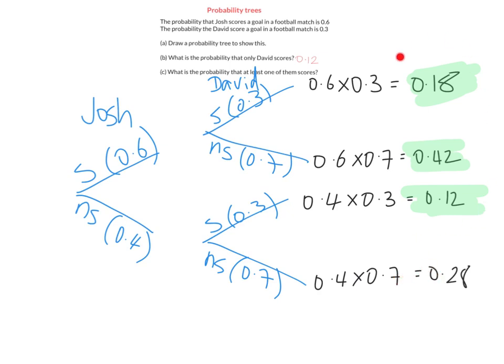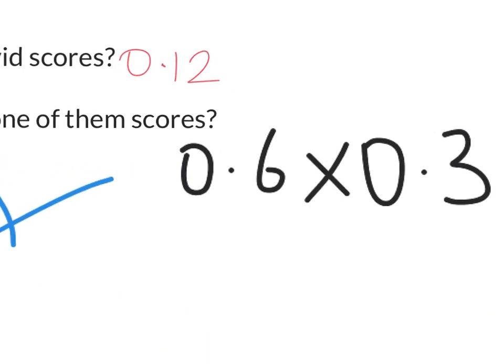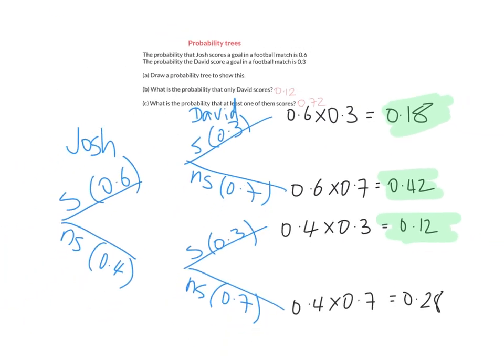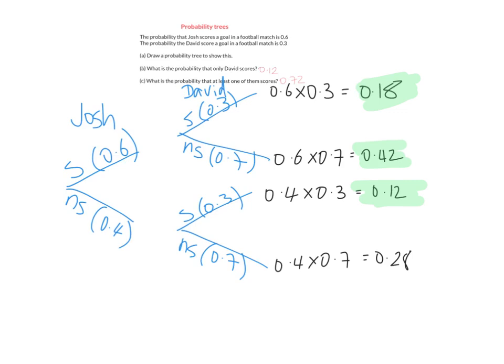So what we're going to do is we'll add these three values up. So 0.18 plus 0.42 plus 0.12. That gives me 0.72. So I'm just going to type in there 0.72. Okay, guys, that's a brief recap on probability trees.